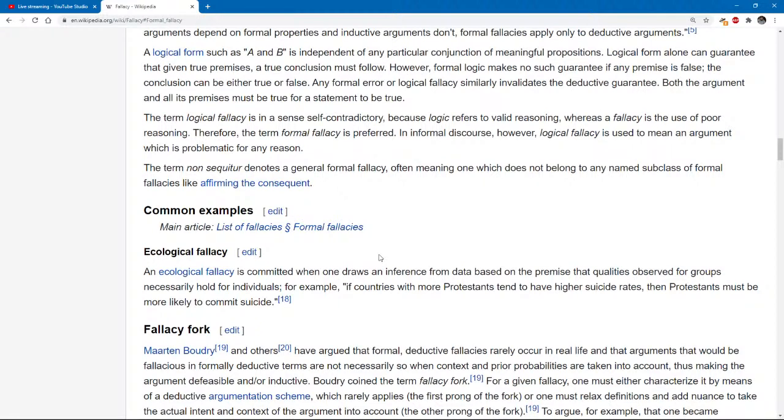So, yeah, I think that's a very good summary, because formal is structural and informal is content and substantive error of the inductive argument, of the inference. So we can do our first example, the ecological fallacy.